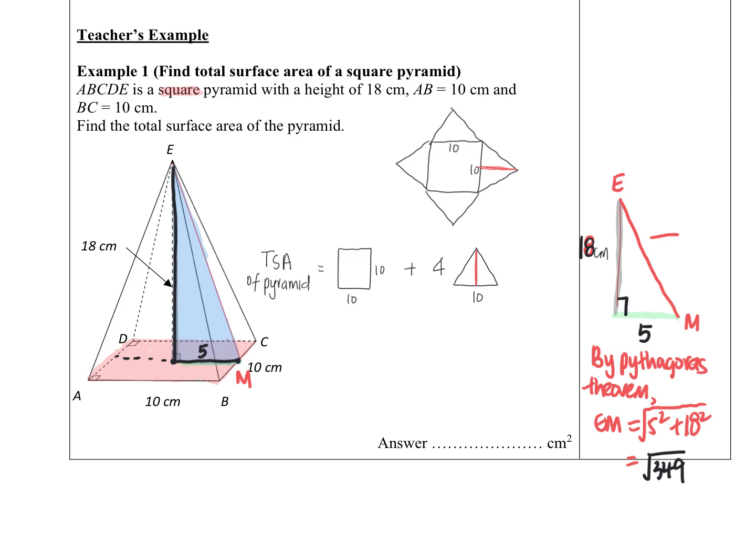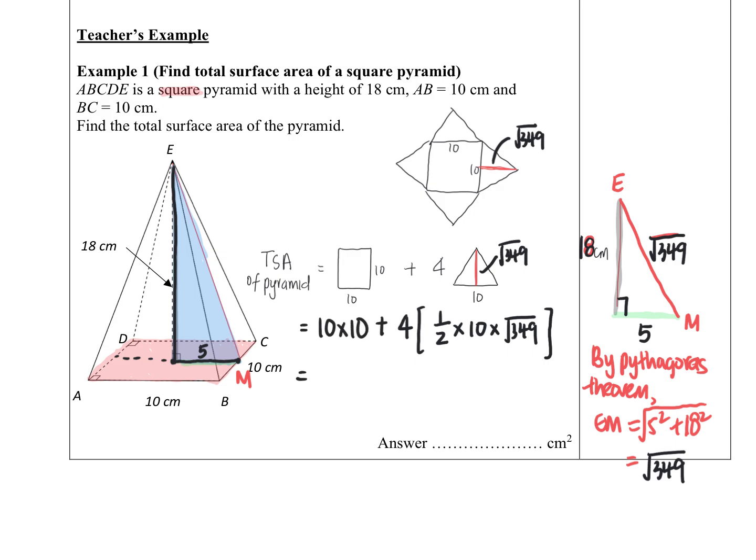Okay, so now I've sorted out. EM is square root of 349. So I put it on my diagram. Can I find the area of the triangle? Half times base times my height. So this is one triangle, but I have 4 of them. To find the area of the square is 10 times 10. So just add up all the area, you will get your total surface area.